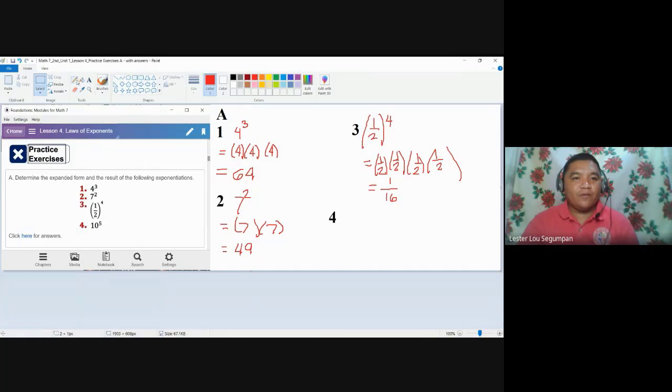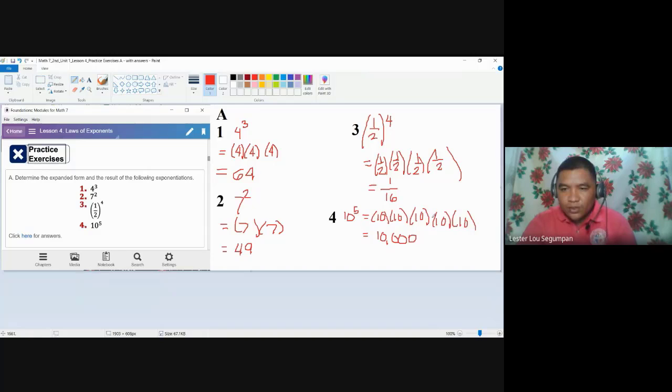Let's add number 4 for our final item here. Number 4 is 10 to the power of 5. This is equivalent to 10 times 10 times 10, another 10, and finally the fifth 10. So we need to multiply them. Your answer is a 1 followed by 5 zeros, which is 100,000.